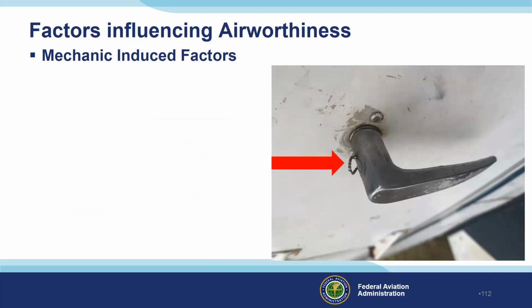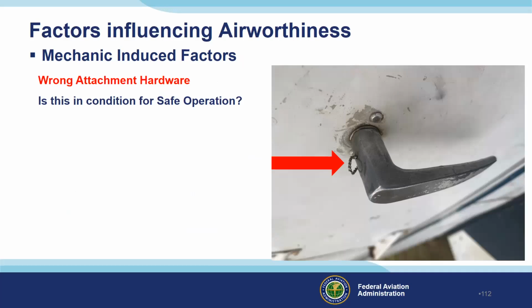So you walk up to the airplane and you look, and here's the handle being held on by safety wire. This is an actual finding in our district. Wrong attachment hardware. Is this in condition for safe operation? Yes. Probably safe to operate. I don't think the handle's going to fall off. If it did, it's probably not going to cause an accident or loss, unless it hits somebody in the head.